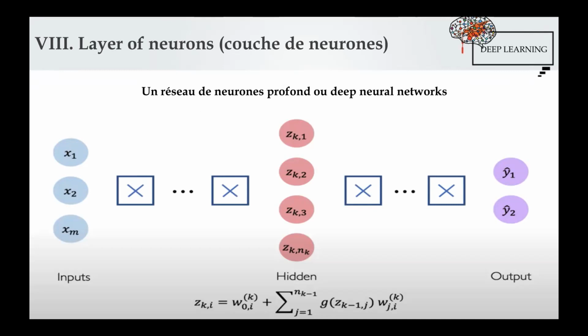On va prendre les entrées, on va faire le calcul pour avoir les activations de la première couche. Et les activations de la première couche vont devenir les entrées de la deuxième couche. On va faire les calculs pour avoir les activations de la deuxième couche, ainsi de suite jusqu'à la sortie. C'est un peu comme ça que fonctionnent les réseaux de neurones, le MLP, la propagation en avant.